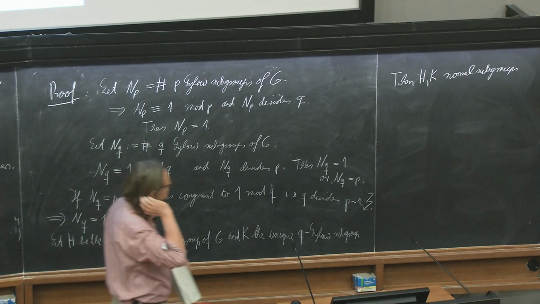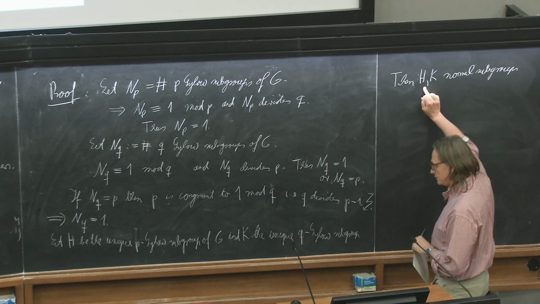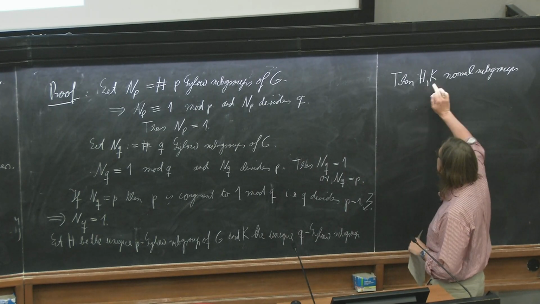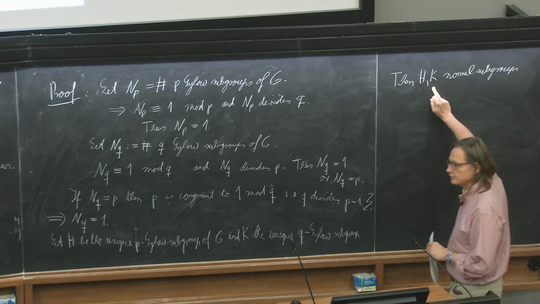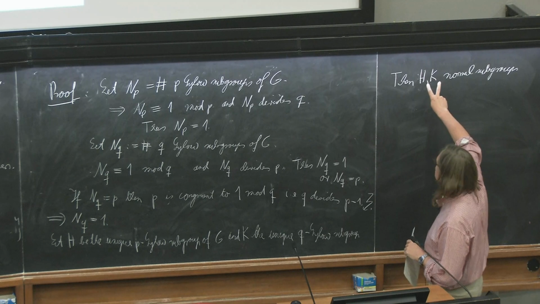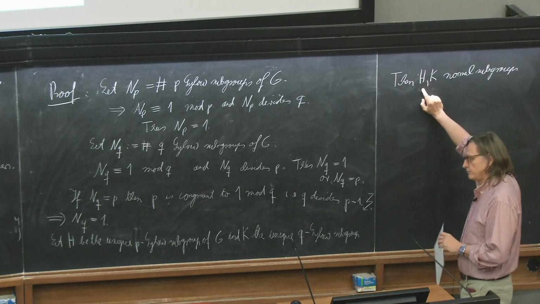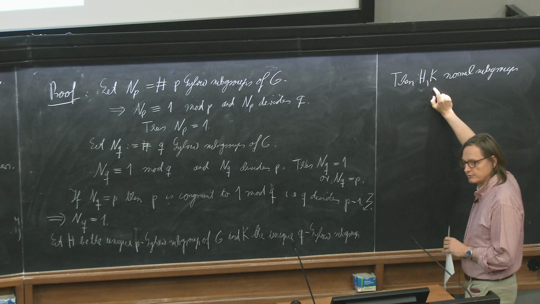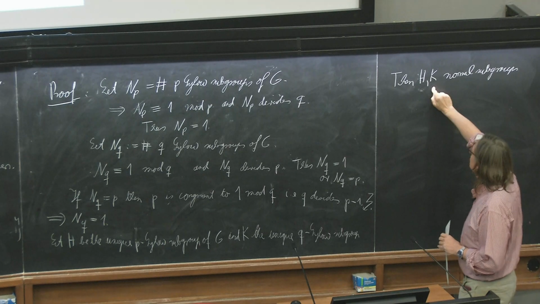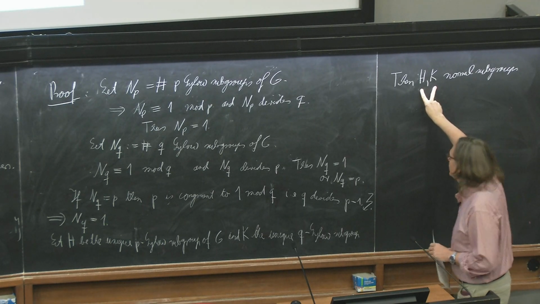And we have that H has order P, and K has order Q, which are two different prime numbers. So every element which is not 1 in H has order P. Every element in K which is not 1 has order Q. So they cannot have common elements except for the neutral element.